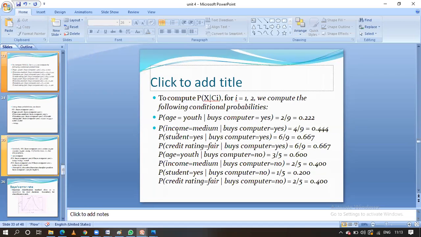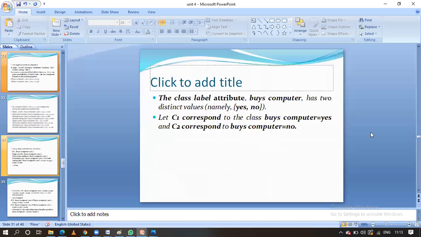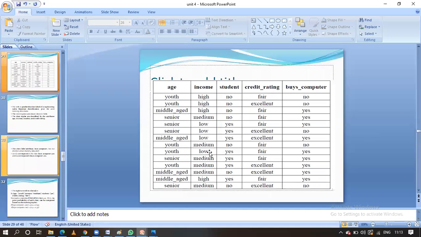Likewise, we have to calculate the income medium. ఎందుకని ఎన్ని కూడా తీసుకున్నామంటే, this is the input data, guys. This is the input data, that is age equal to youth calculate చేసాం. Likewise, we have to calculate the income equal to medium కూడా, posterior probability of yes. Next income equal to medium కూడా చెక్ చేద్దాం. Input data లో income equal to medium.